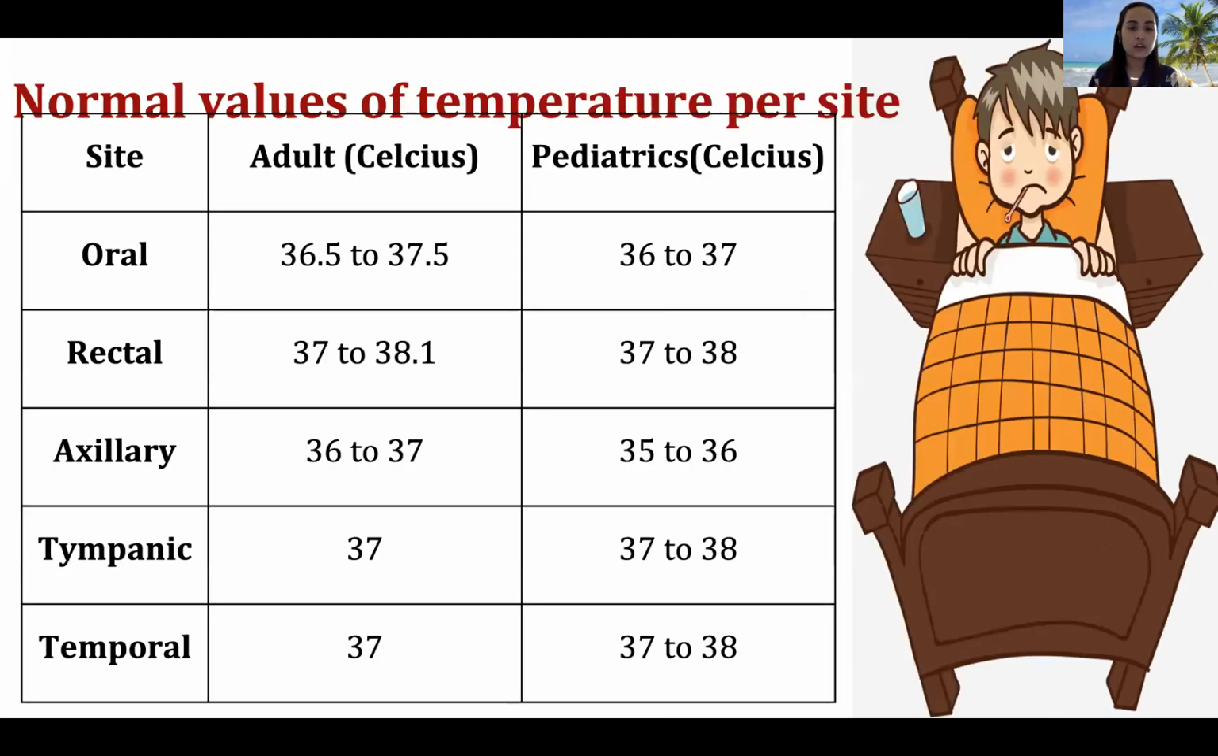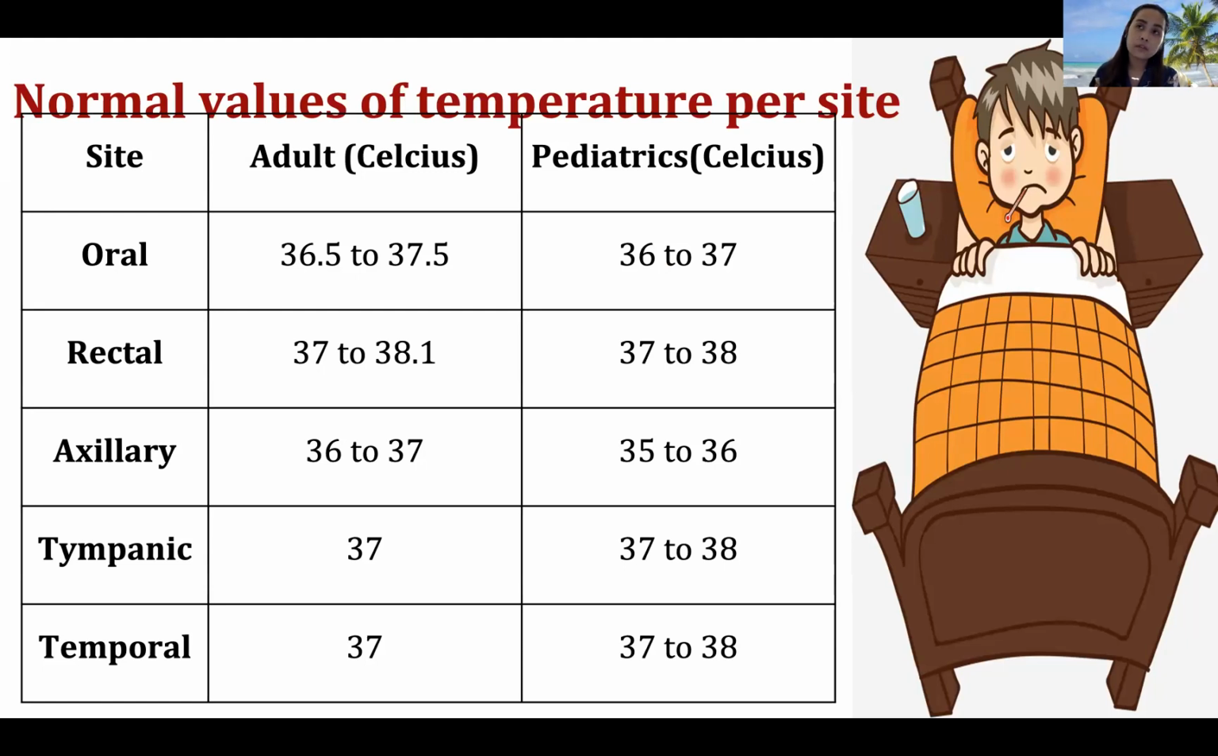So these are the normal values of the temperature per site. Okay, we have the oral, rectal, axillary, tympanic, and temporal. Okay, we have here the normal temperature for adults and normal temperature for pediatrics in Celsius. As we can see, we have different normal values for each site.